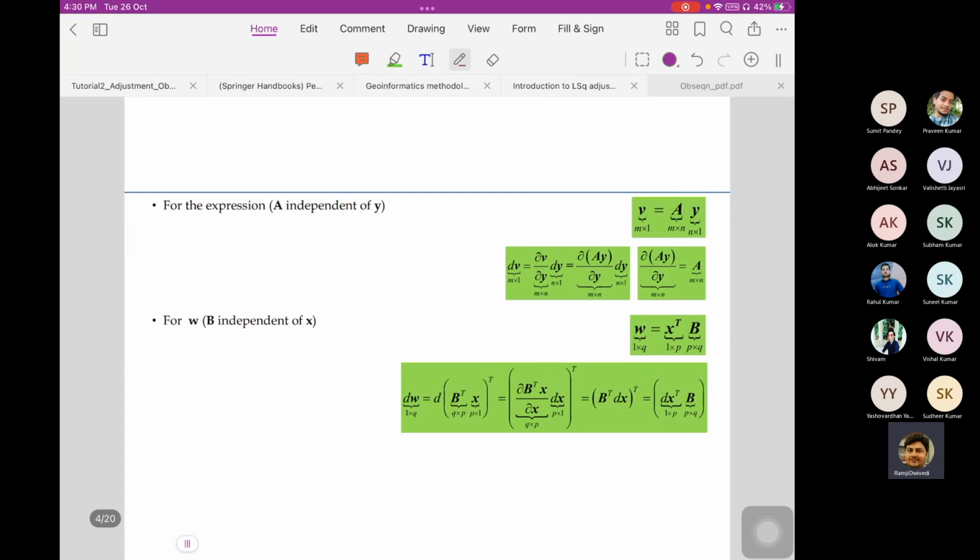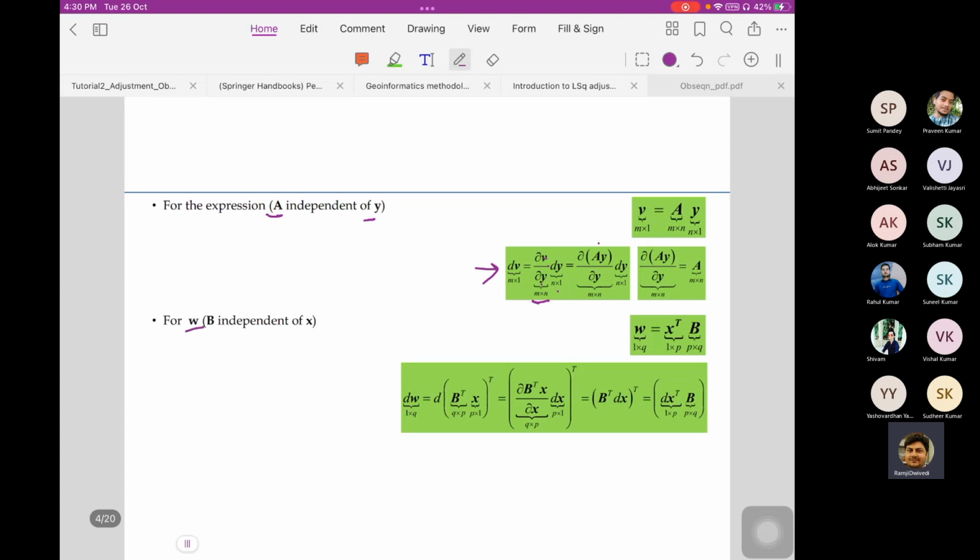For the expressions with A independent of y, v is written as m cross 1, A as m cross n, y as n cross 1. But A is independent of y. So when you write dv, it will be written as del v by del y multiplied by dy, which becomes m cross n multiplied by n cross 1. You will write v as Ay. So A would come out as an entity. So del Ay by del y would become A.